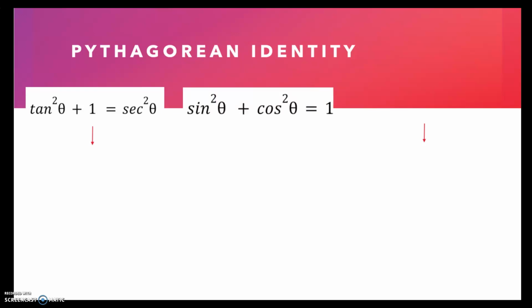The Pythagorean identity has three types. The first one is tangent squared of theta plus 1 equals secant squared of theta. The second one is sine squared of theta plus cosine squared of theta equals 1. The third one is cotangent squared of theta plus 1 equals cosecant squared of theta.